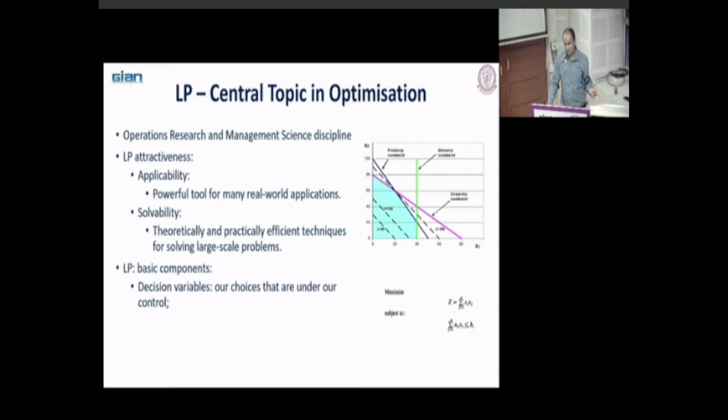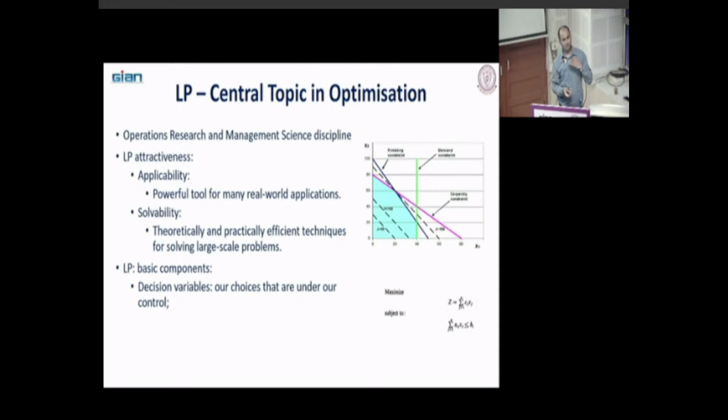Basic components: decision variables. What is the decision variable in LP? What is the difference between a decision variable and parameters? No. So parameters means input data. We know the values of those parameters like cost, distance. Decision variables means we want to find out the values of those decision variables.